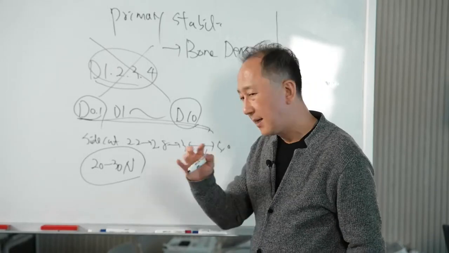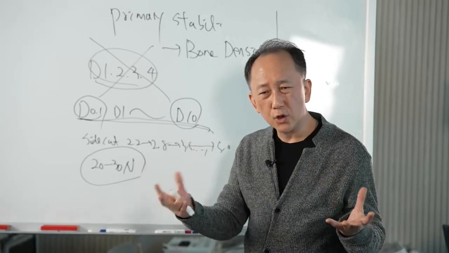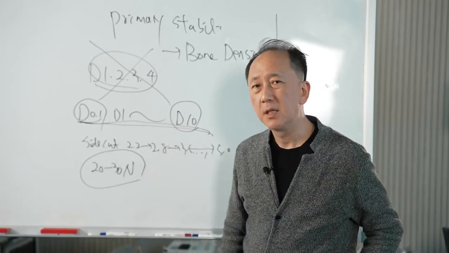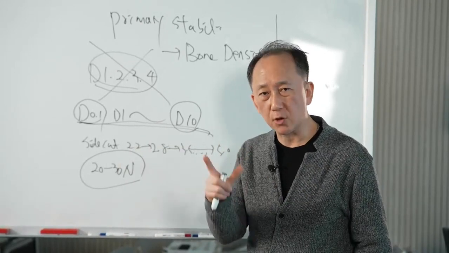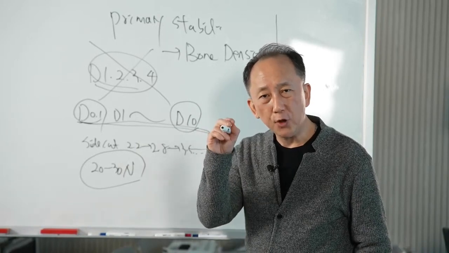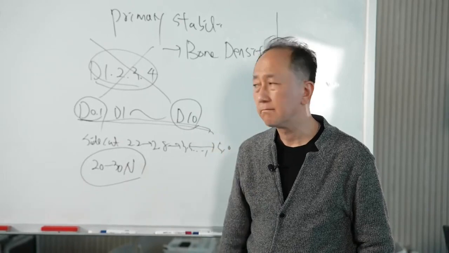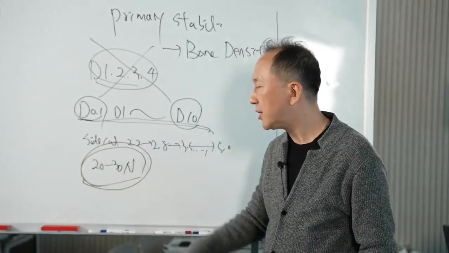Because sinus course, GBR course, full mouth course, I'm really sorry to say this, are not that important. The most important one is the basic course. So if you feel really good primary stability, you are an expert. You have to get 20 to 30 Newton.